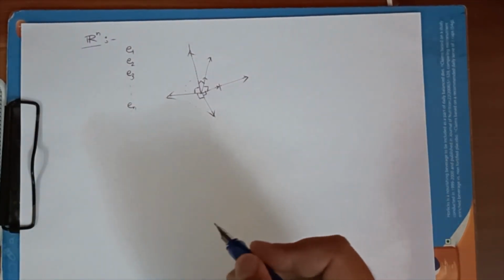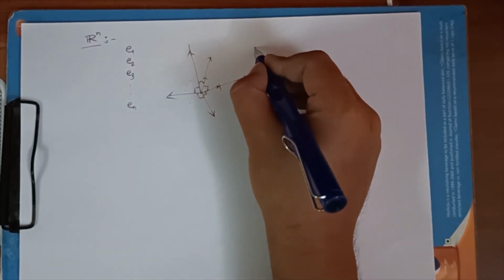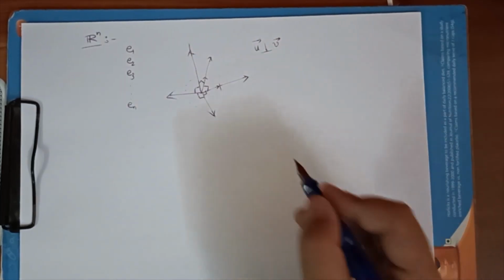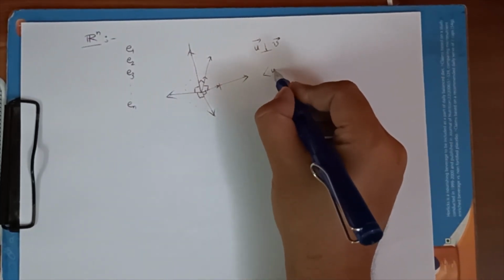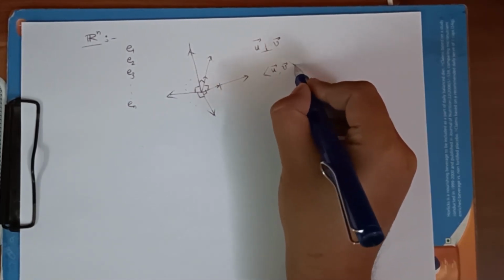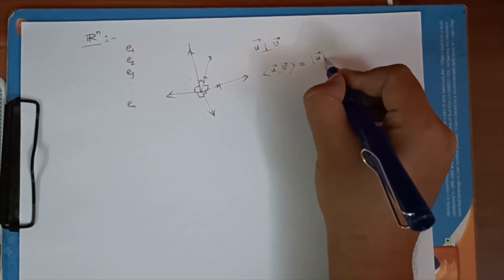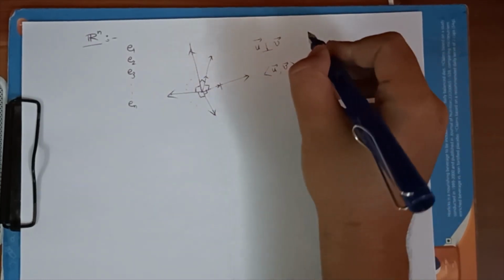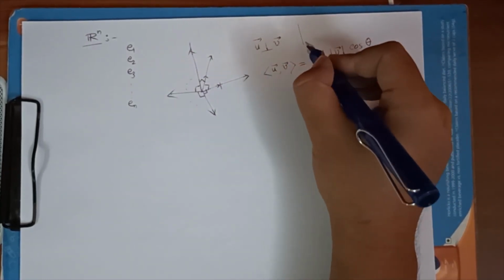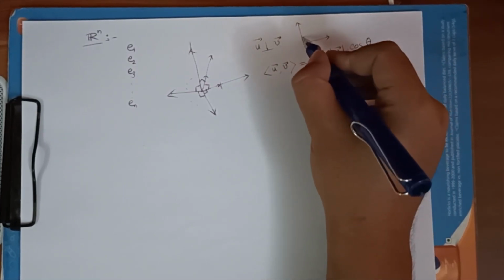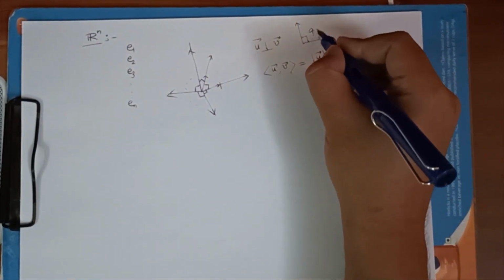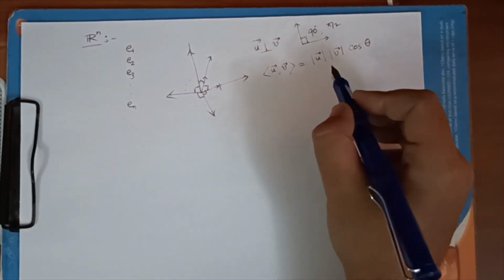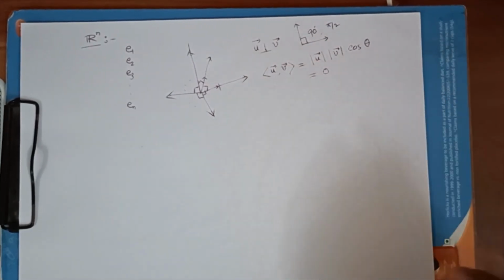If two vectors are orthogonal, then what will be the inner product between them? Suppose U and V are orthogonal to each other. From the definition of inner product, U inner product V will be the norm of U times the norm of V times cosine of theta, which is the angle between these two vectors. Orthogonal or perpendicular means these two vectors are at 90 degrees to each other, so this is a 90 degree angle or pi by 2 angle. Then cosine of 90 degrees or pi by 2 is 0. So the inner product between these two vectors is 0.